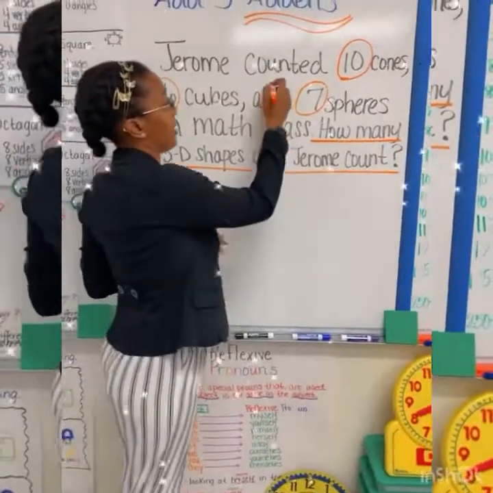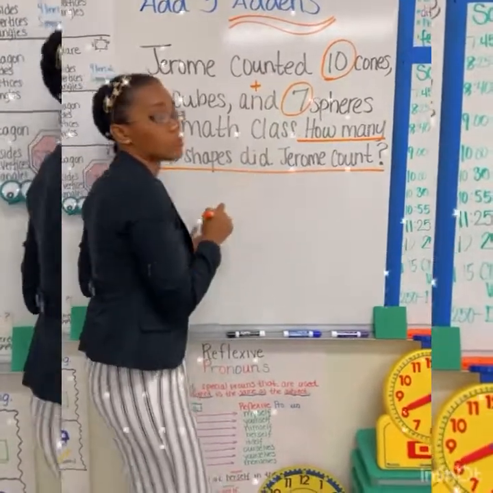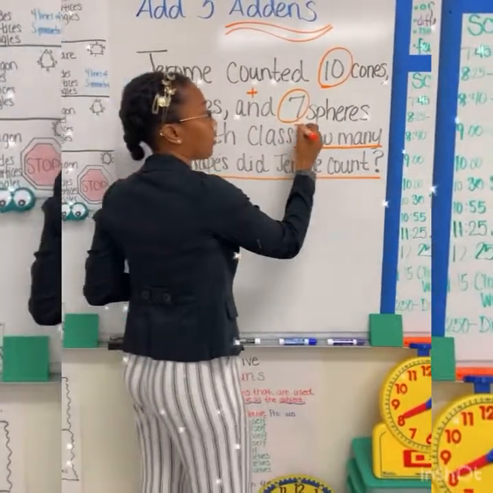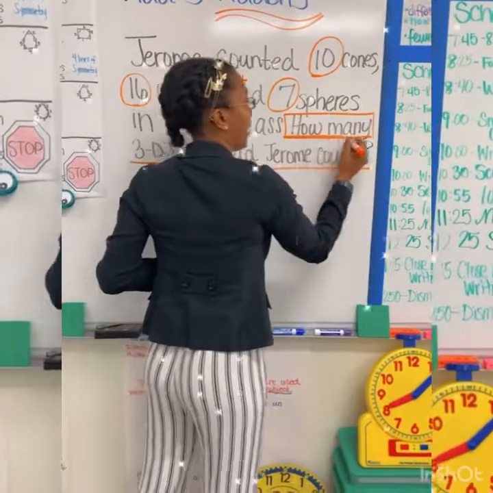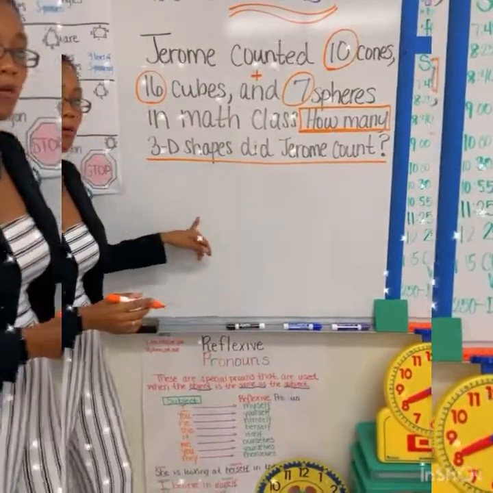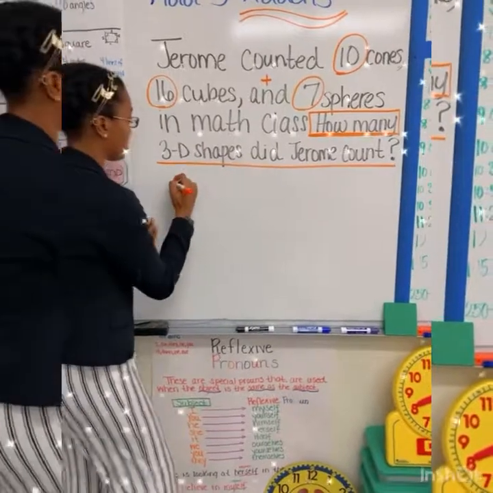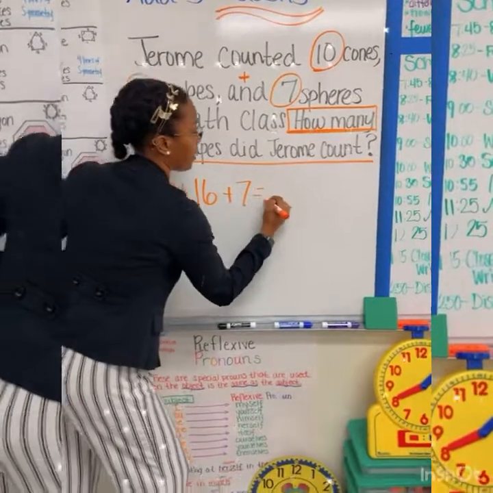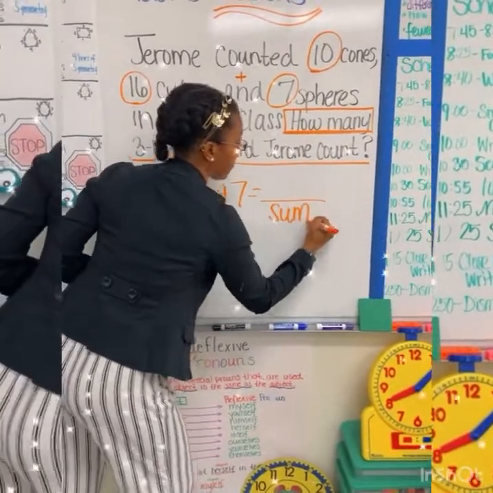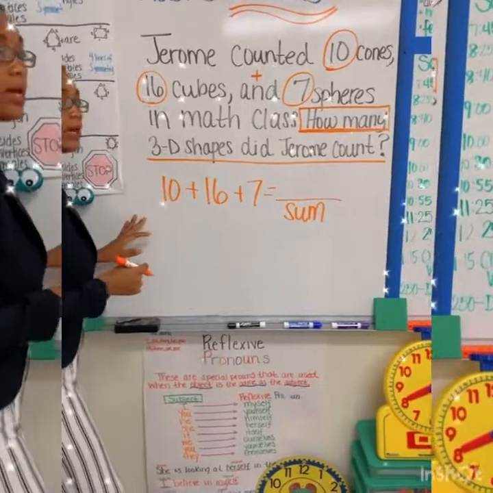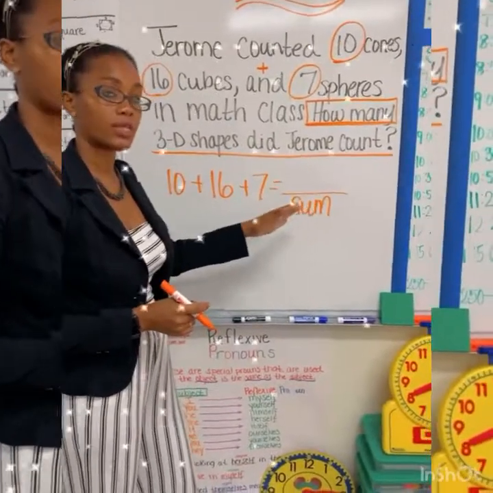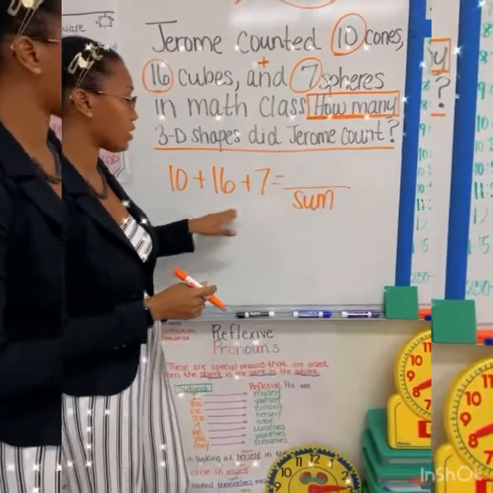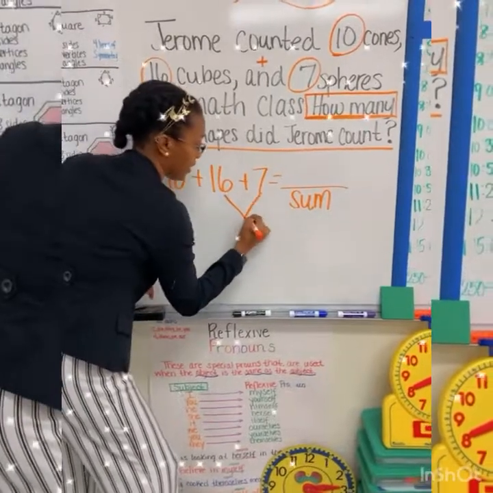My clue word is going to be and, because and tells me that I need to use the operation of addition and add all of these numbers together. And also my key word is going to be how many, as in how many in all. So the first thing I'm going to do is to add my numbers. I have 10 plus 16 plus 7, and I'm always going to be looking for the sum in an addition problem. Again, I'm not going to add all 3 numbers together. I'm going to add 2 numbers together only. But this time, I'm going to start this way. So I'm going to take 16 plus 7.